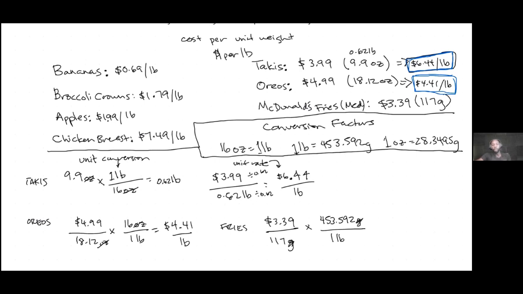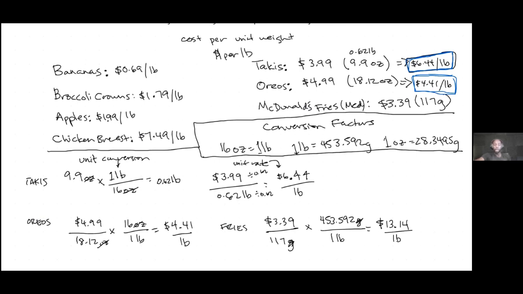Now let's just do all of our multiplication here. So you have, I'd say, yeah, 339 times 453.592, and then divide that by 117. That gives us 13.14 per pound. Okay. And I don't really have a lot of space there, so I won't worry about writing that down up there as well, but you kind of get the point.